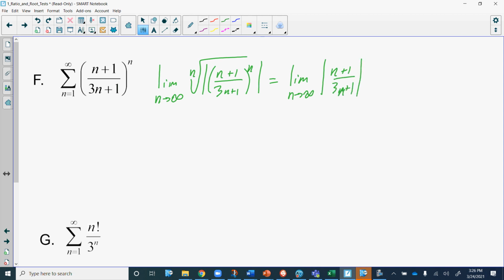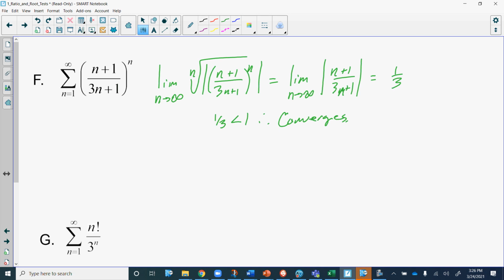And again, technically I need to use L'Hopital's rule to avoid the indeterminate form, but we can see based on the rational expression that we have that this will have a limit of 1/3. And because 1/3 is less than 1, this converges by the root test.